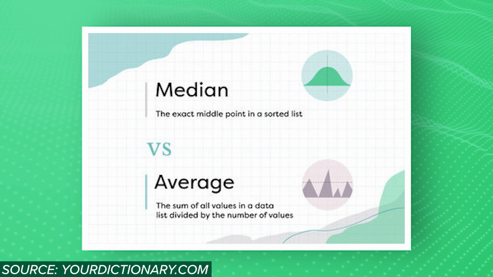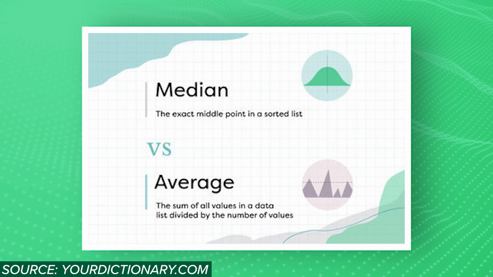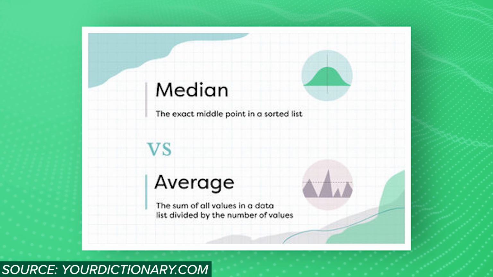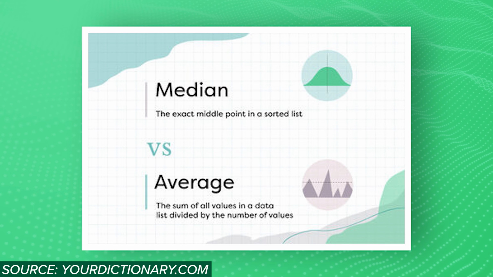For those who haven't been in school for a while and need a refresher, the average is simply all of the data points added up and divided by the total number of data points, while the median is the value if you sorted everything in a list and picked the absolute middle value.